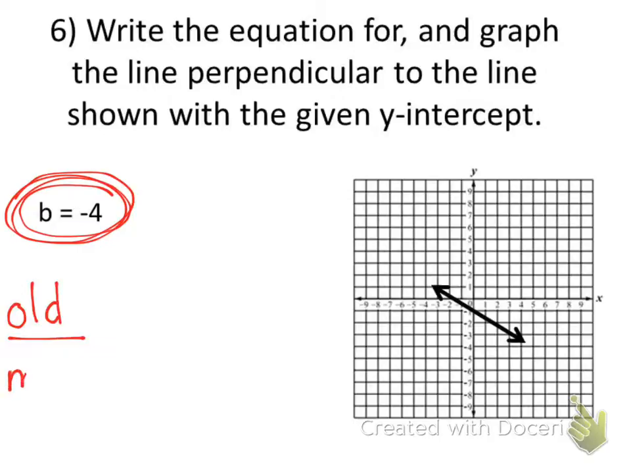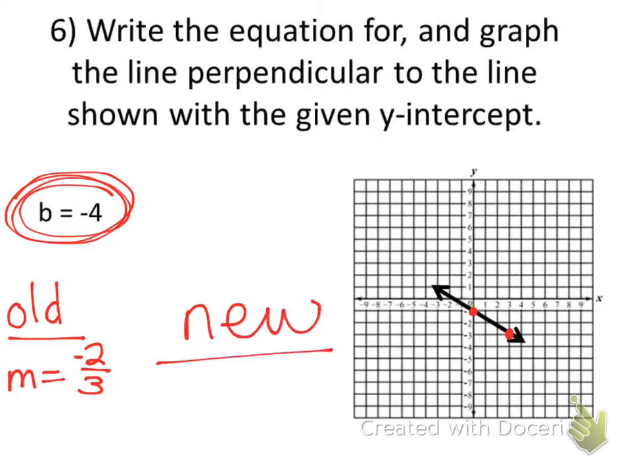We find the slope by finding 2 points and then counting the rise and the run. So find 2 points where you know for sure the graph is crossing. There's my 2. So how would I get from the first one to the second one? I'd have to go down how many? And then right how many? 3. So the old slope is negative 2 over 3. What's the new slope? 3 over 2, positive.